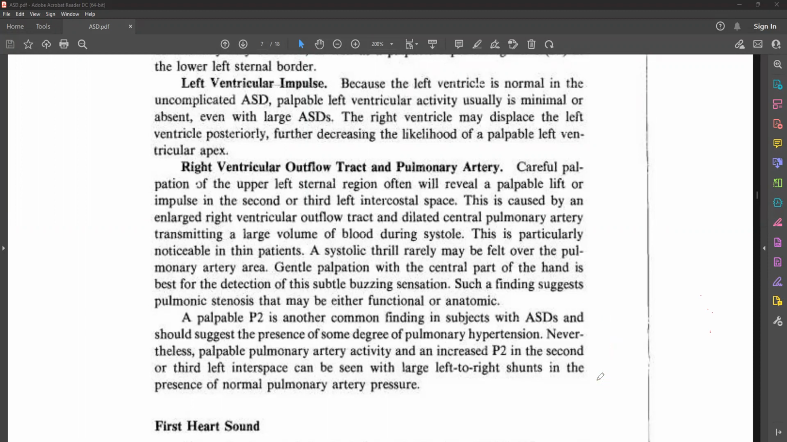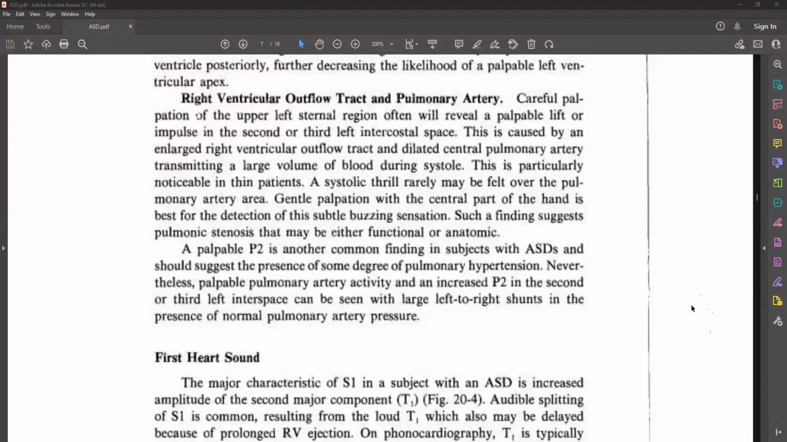Nevertheless, palpable pulmonary artery activity and increased P2 in the second or third left space can be seen in large left to right shunts in the presence of normal pulmonary artery pressure. So this is another finding you need to be careful about. One, I already told you, you may have a lift of the parasternal region even when the pulmonary artery pressure is normal. Second, the pulmonary artery pressure can be normal, but still the P2 can be loud.